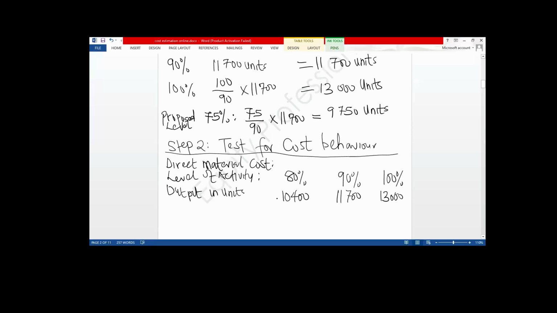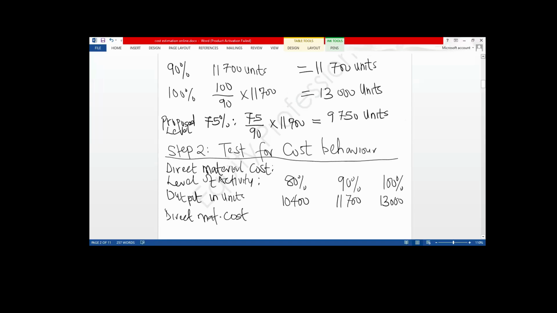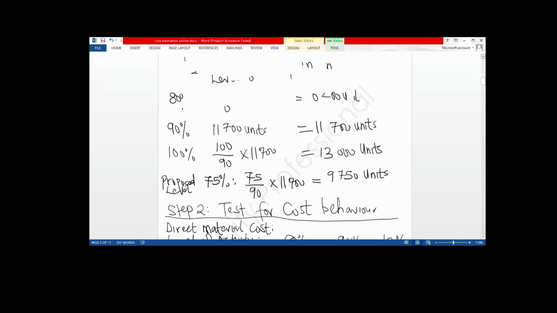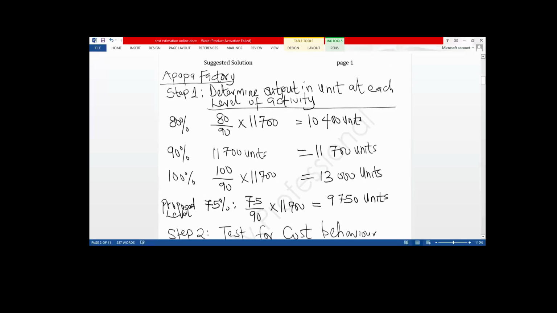10,400. Okay. Next, pick direct material cost at Apapa. Let's go to it, please. If you have this material with you, go to it, either printed or on your laptop. Let's go to it together.